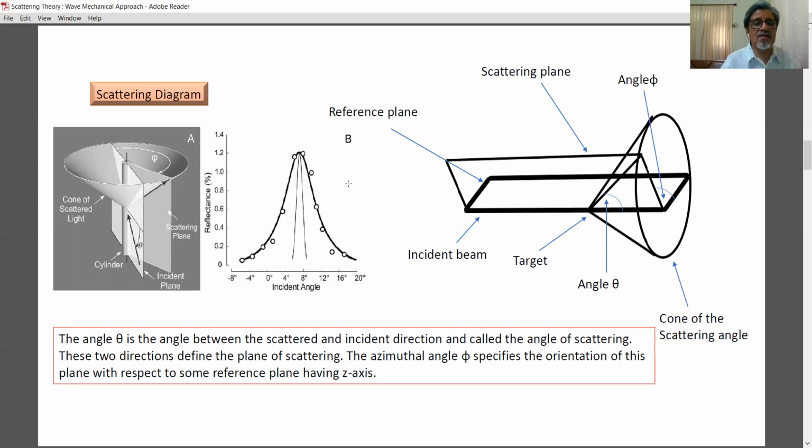Now, the angle theta is the angle between the scattered and incident direction, and it is called the angle of scattering. That is shown by angle theta in the diagram. These two directions define the plane of scattering. The plane of scattering is shown by a light line parallelogram, and the heavy line parallelogram shows the reference plane. Now, the azimuthal angle phi specifies the orientation of this plane with respect to some reference plane containing the z-axis. So this is the azimuthal angle phi.